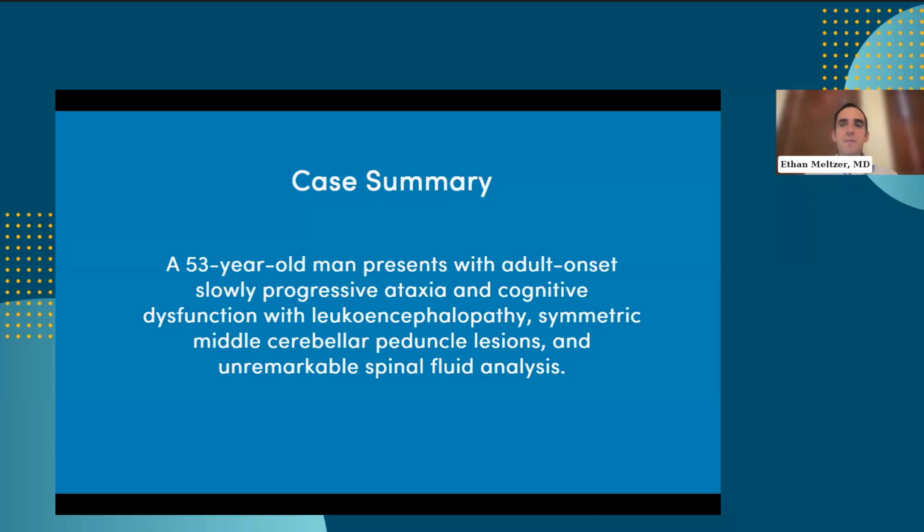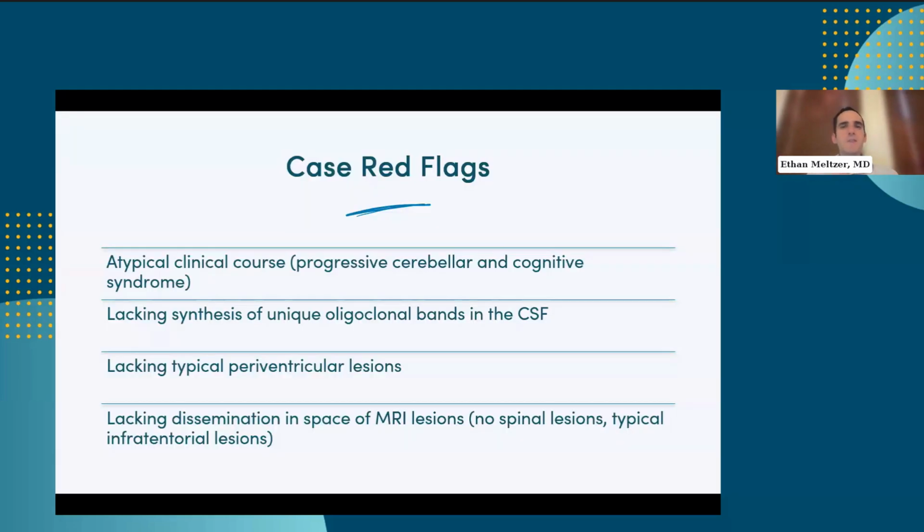And so red flags here would be a somewhat atypical clinical course, although maybe you could argue that progressive MS is not that common anyway. He has no oligoclonal bands. These periventricular lesions, and I'll show them again just very briefly, didn't really have those classic features, the capping, these linear characteristics. And then he didn't have spinal lesions and he didn't have typical infratentorial lesions. And so thinking about that criteria, even if we wanted to apply it, he doesn't necessarily meet it.